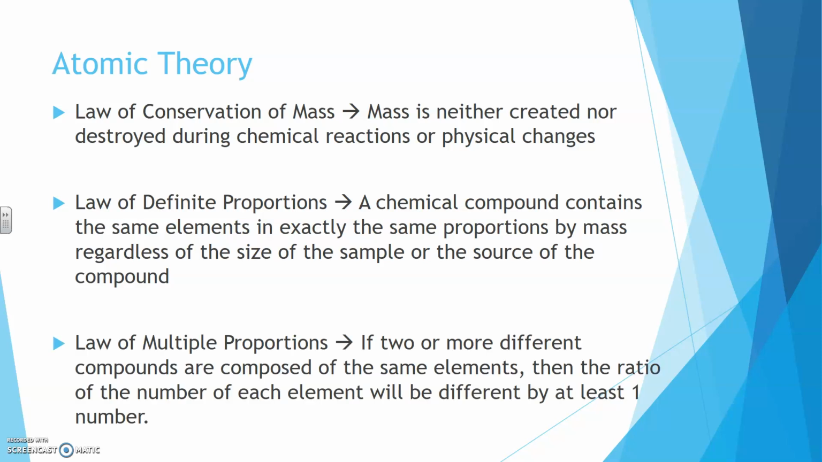You also have the law of multiple proportions. This is where it gets a little bit weird. If 2 or more different compounds are composed of the same elements, then the ratio of the number of each element will be different by at least 1 number. A really easy example is water and hydrogen peroxide. Both are made up of hydrogens and oxygens, but where water has 2 hydrogens and 1 oxygen, hydrogen peroxide has 2 hydrogens, 2 oxygens. So they have the same elements, but the subscripts are different, and that is enough to make them completely different compounds.